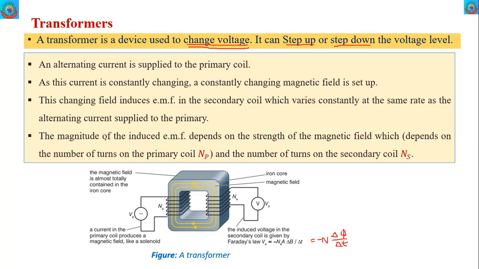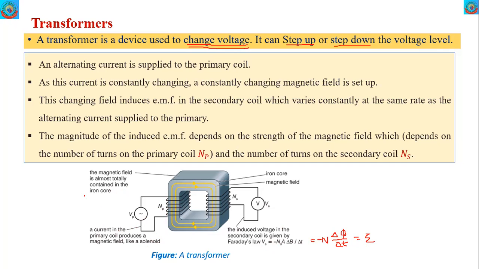Okay, so let's see here. As the current is constantly changing, a sinusoidal, constantly changing magnetic field is set up. So the magnetic field is also constantly changing, and this changing field induces electromotive force in the secondary coil. The secondary coil has this induced electromotive force because of the constantly changing current flow here. This is E. E is equal to Vs in the secondary.